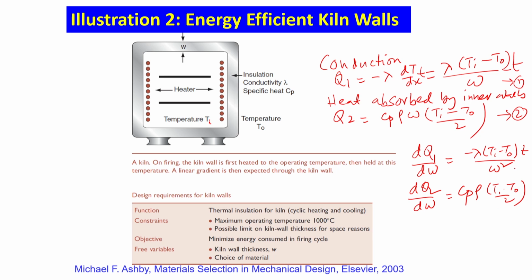So, by simply making both of them equal, we can get W is basically equal to what? You will get W will be equal to something like 2 times (lambda by rho Cp) to the power half into temperature time. So, that means it becomes 2 A to the power half T to the power half. So, A is the thermal diffusivity, which is nothing but lambda by rho Cp.